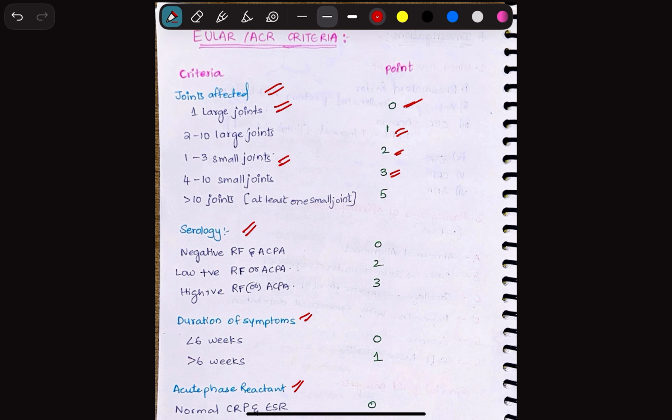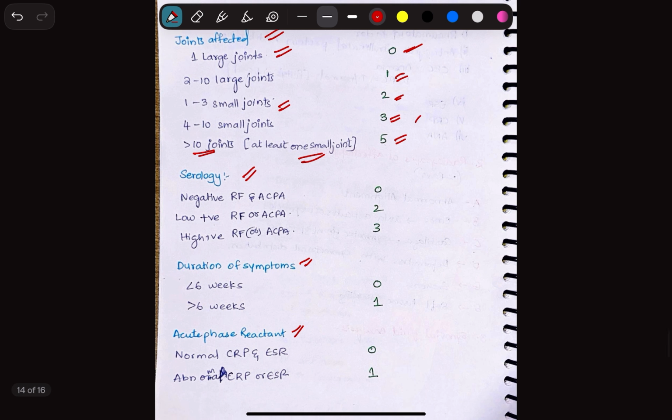If there is involvement of more than 10 joints, they can be large or small, but the only condition is that at least one small joint should be involved in the whole set of joints. The points awarded for that are 5. There is no 4 in the joints, that's it. So you can write 0, 1, 2, 3, and 5. So these are the joint involvement points.